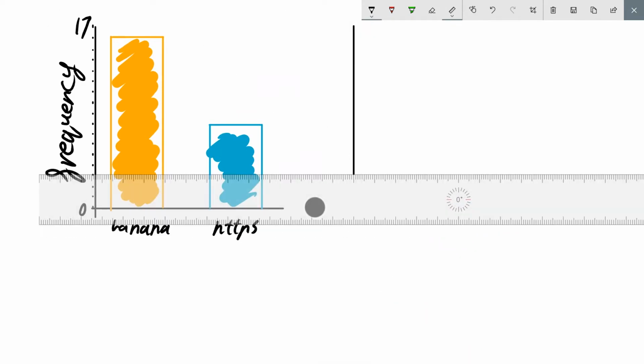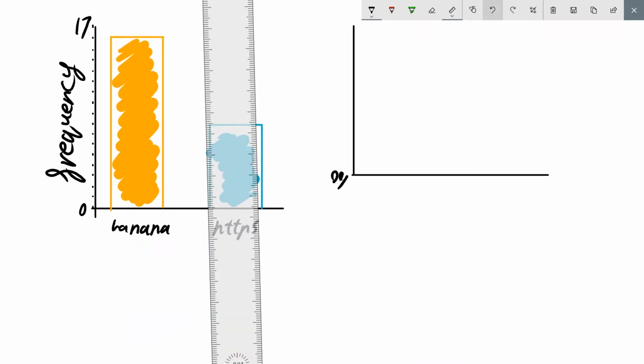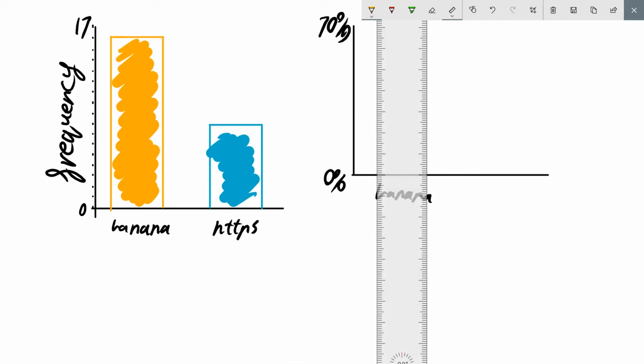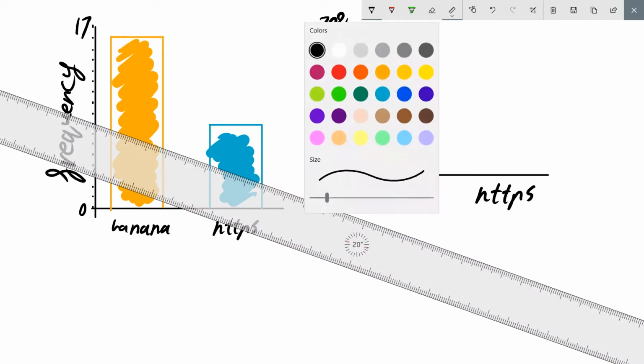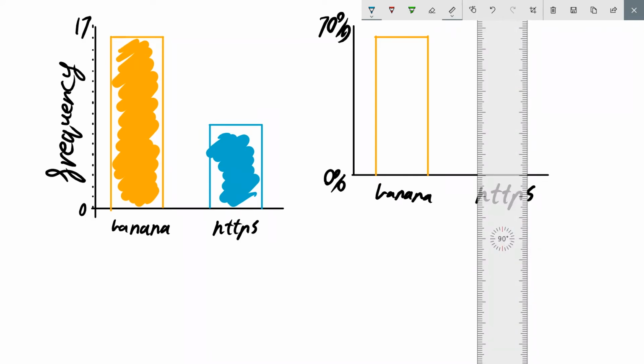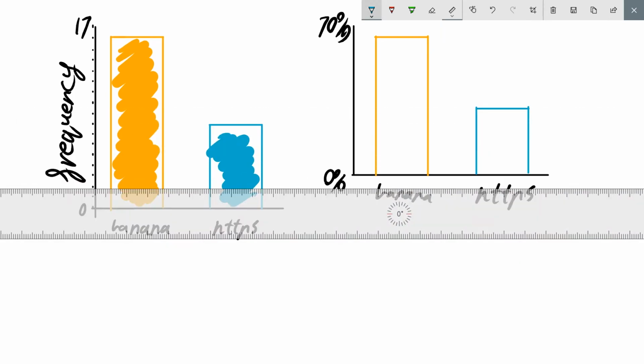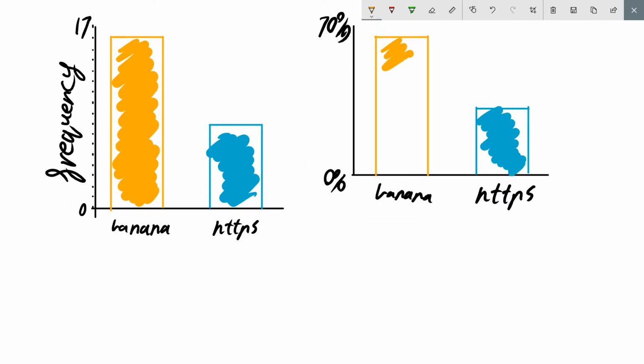Now we're ready to put in our bars. Something to note is that the bars have gaps in between them, unlike a histogram, which we'll go over in a different video. So our first bar will go all the way to 16, representing our banana phones, and the second one will go to 8. Now if we wanted to make a percentage frequency bar chart, we can change the scale on the vertical axis to percentages, and we can draw our bars again with the adjusted scale. So now we've represented the data in two different ways.